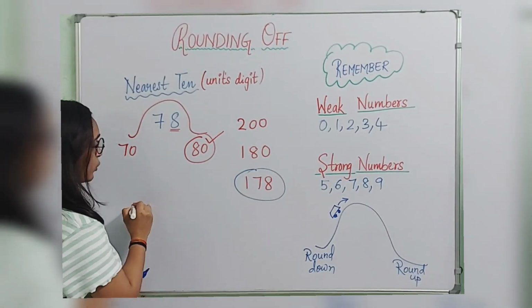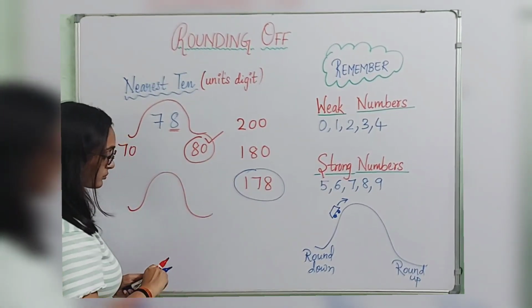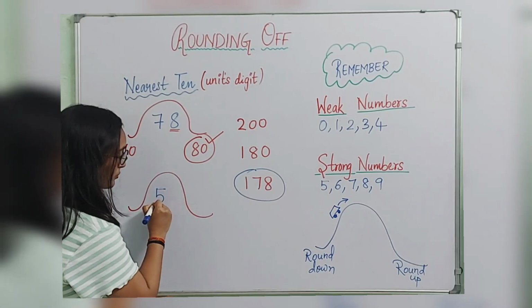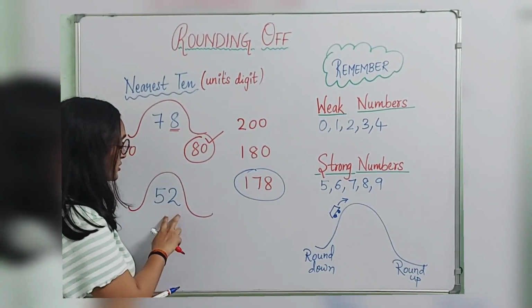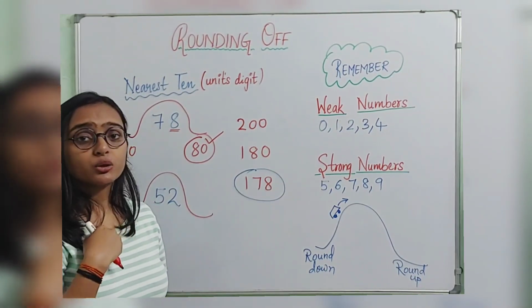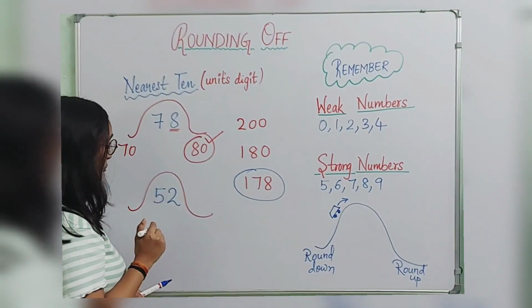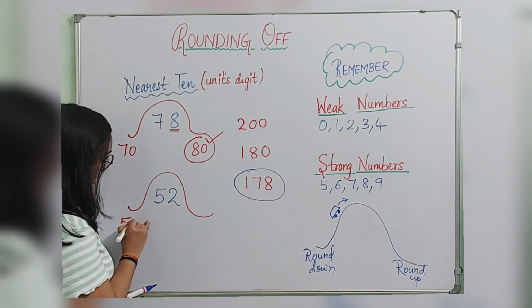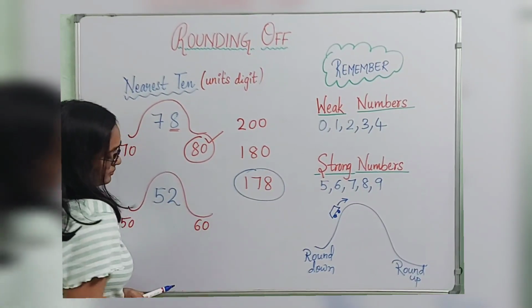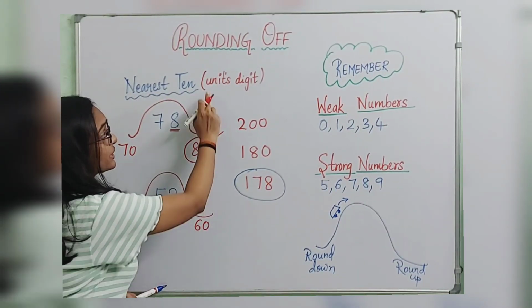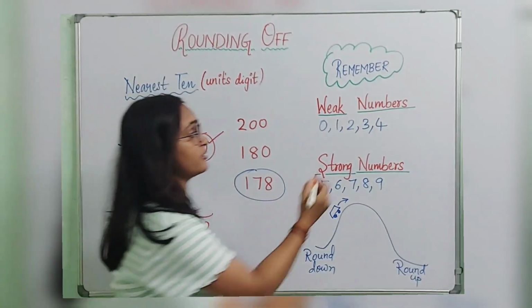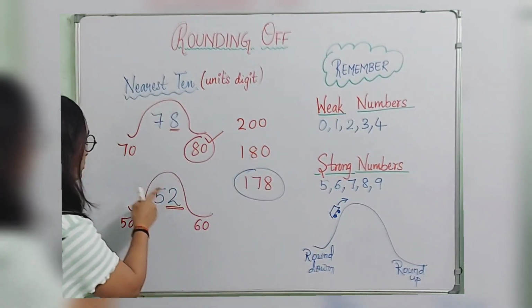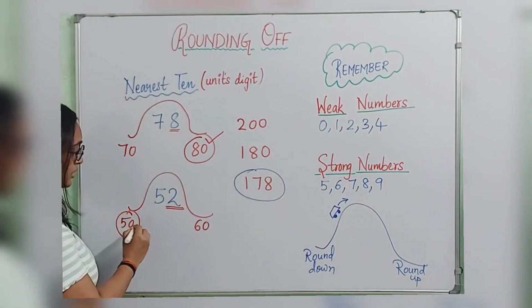Now let's take one more example: 52. Again I will first ask myself which two tens it is between. It is between 50 and 60. Now I have to check the digit at the units place. The digit at the units place is 2, which is a weak number. So it will round down to 50.